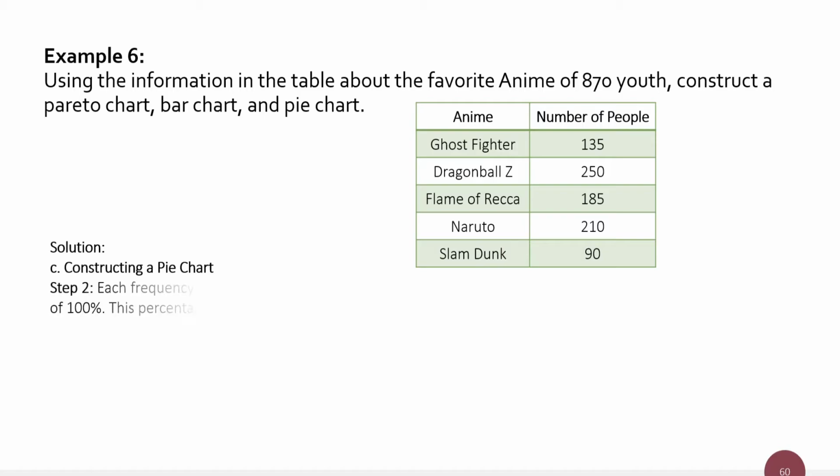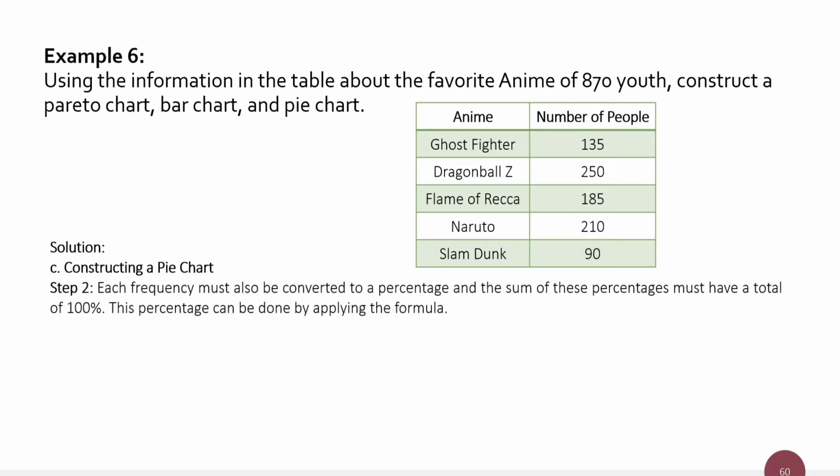Okay? So each frequency must also be converted to a percentage, and the sum of these percentages must have a total of 100%. So this percentage can be done by applying the formula. The percentage is equal to F over N times 100%.